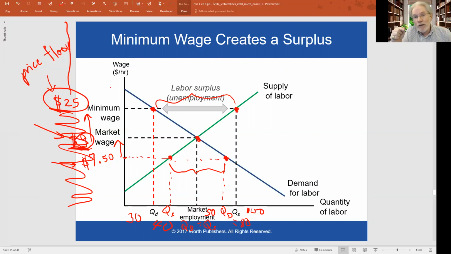Do some workers benefit from the minimum wage law? Yes. In this situation, without the minimum wage law, workers would be paid $9 an hour. With the $25 minimum wage, you are still going to have some people who are working, and they're going to be paid $25 an hour rather than $9. So it looks like some workers are going to benefit.